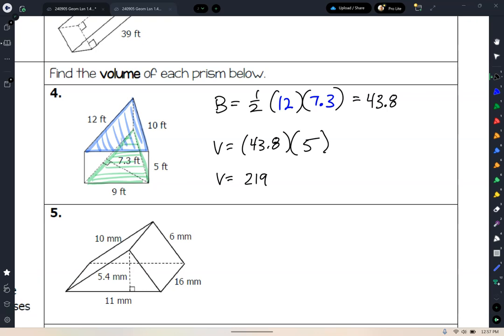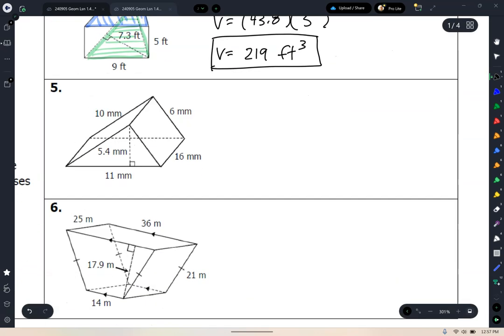219. Very good. 219. Or you could say cubic feet. That's another way of saying it. Cubic feet, or feet cubed. Either one is fine. Okay, that was easy, right? Yeah? Okay, let's skip number 5 then.